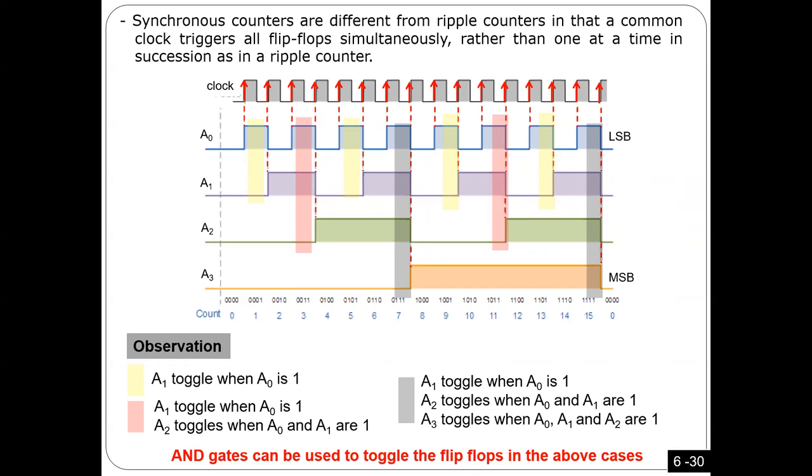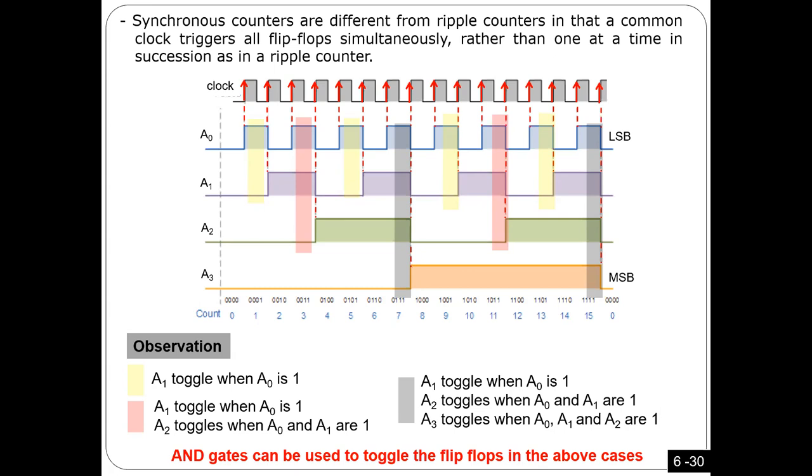Look here, so every time A0 is one, this one has to toggle. A0 is one, has to toggle. A0 is one, has to toggle. A0 is one, so when A0 is one and the clock comes, this one has to toggle. This is an observation, okay? So as an observation here, A1 always has to toggle when A0 is one and there is a clock, okay?